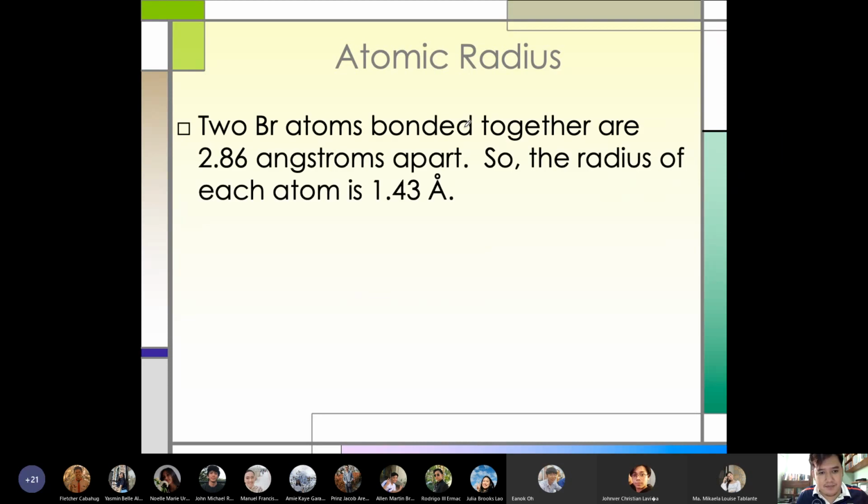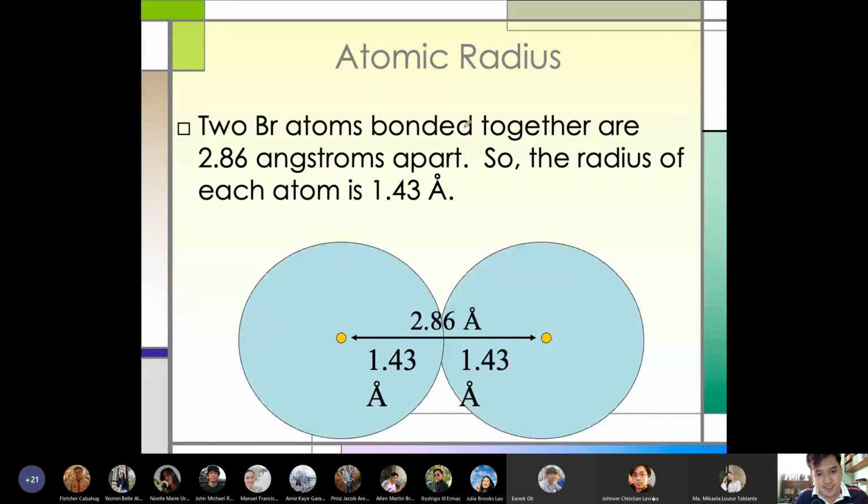Here, for example, two bromine atoms bonded together are 2.86 angstroms apart, so the radius is half that. 2.86 divided by 2 gives you 1.43 angstroms. The A with a circle on top is our angstrom.